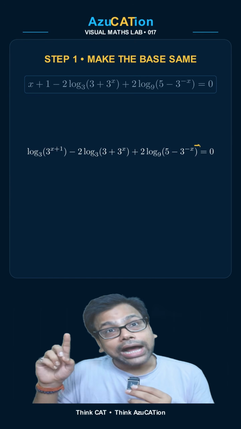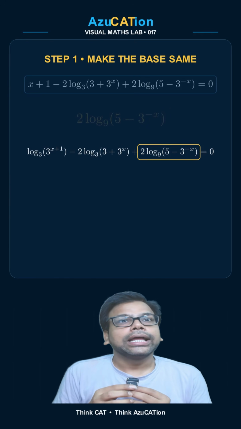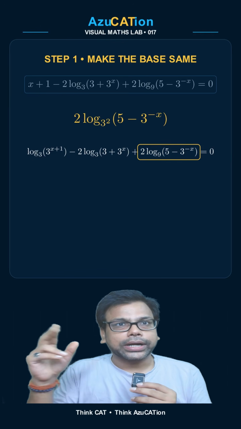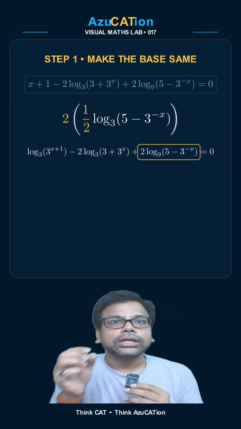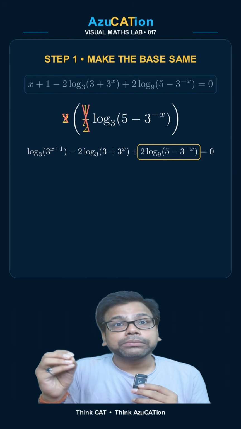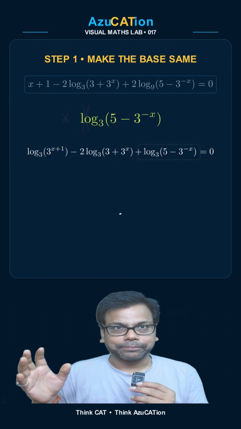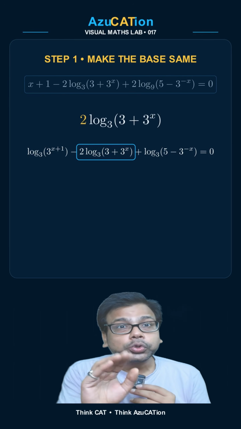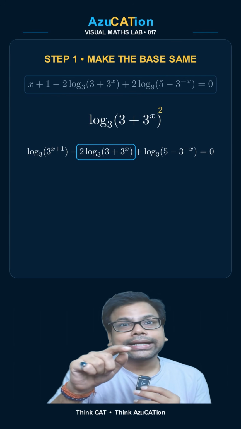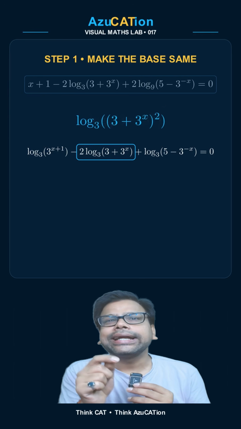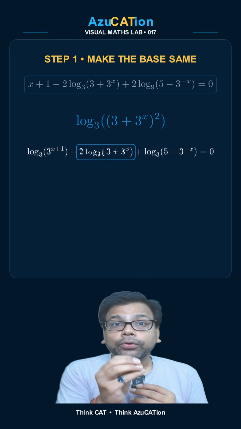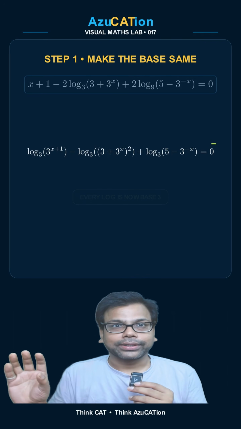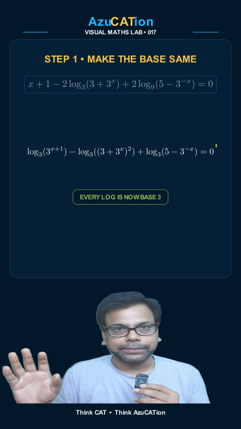Now look at the last logarithmic term. It's base 9, but 9 here is 3 square. So using the change of base, 2 log base 9 becomes 1 log base 3. And in the middle term, the 2 multiplying the logarithm can be taken as a square inside the log. So now every term is written using log base 3. That is the first important step.